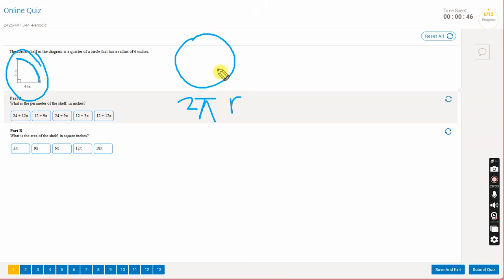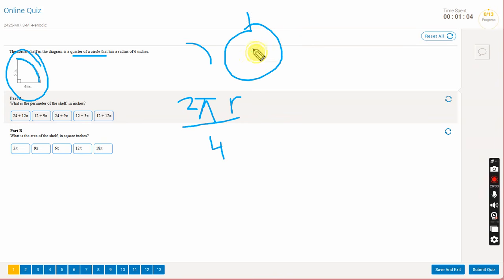Now the 2 times pi times r is for the whole circle. Do you want the whole circle? No, you want the quarter of a circle. So you will divide this by 4, so you only get the part. You won't be getting the whole circle. You'll be only getting this part, the fourth part. So let's say it's like this. You divide into 4 equal parts, and you only get this one, right?